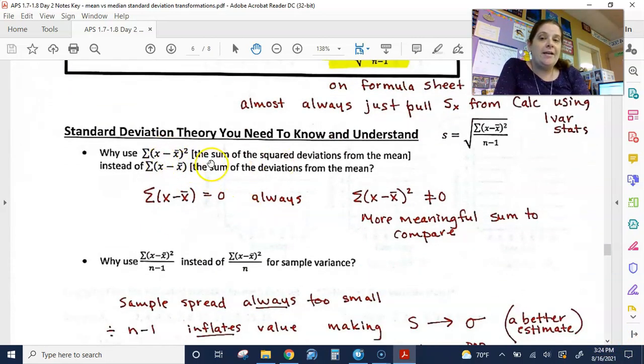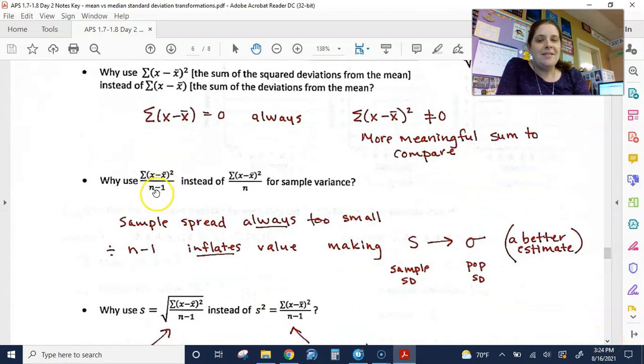So first off, why do we square those differences? If we want to find the average difference from the mean, why is that square part of the formula? And the idea there is because the sum of the differences, the deviations, is always 0. So since it's always 0, if we square them, we're going to get something that's not equal to 0, and it gives us a more meaningful sum to compare to those values.